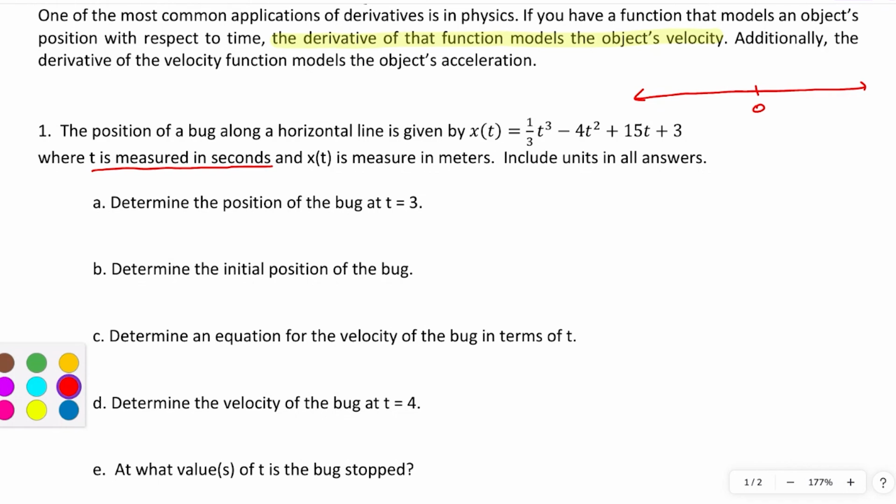So we've got a function that tells us exactly where the bug is at any time. So we could just substitute that number 3 into it. So we'll say x of 3 equals 1/3 times 3 cubed minus 4 times 3 squared plus 15 times 3 plus 3. Now, you might have to do the arithmetic along with me to make sure I'm doing this right. I'm going to push it a little bit without a calculator here.